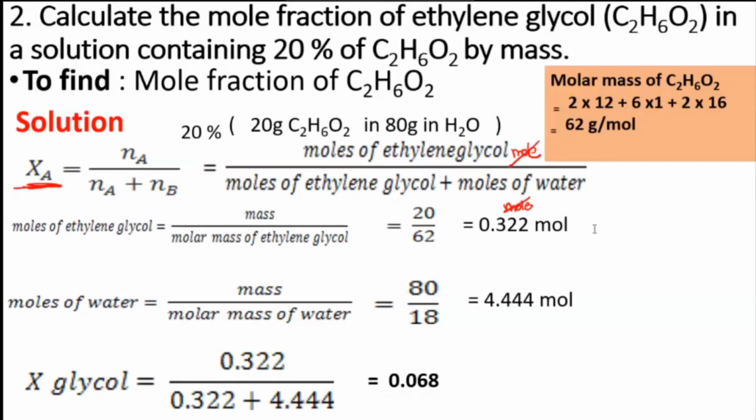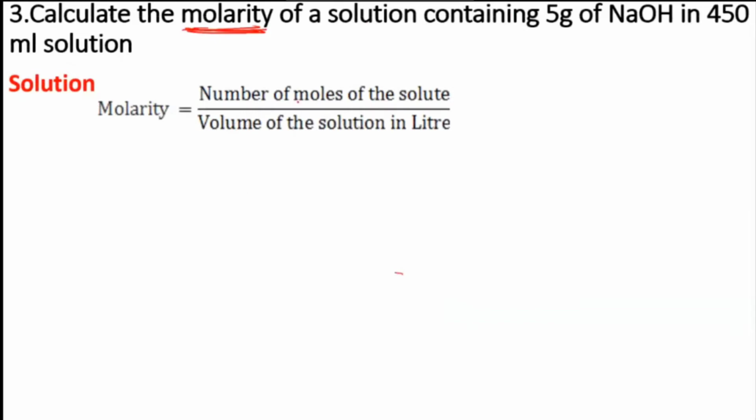Many of you know that. Very good. We'll go for the next one now, the third problem. The next problem is to calculate the molarity of the solution containing 5 gram of sodium hydroxide in 450 ml of the solution. So we will write the formula because the formula will tell you what has to be done. In the formula you get to know what terms are present. Molarity is number of moles of solute divided by volume of solution in liter. So what you need to calculate is number of moles of the solute and volume of solution in liter.